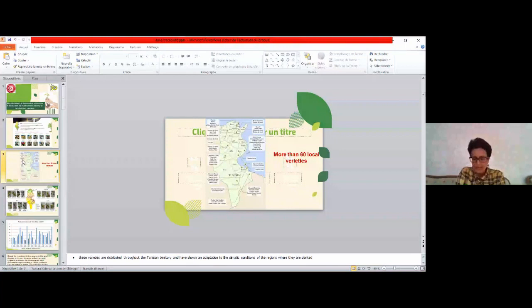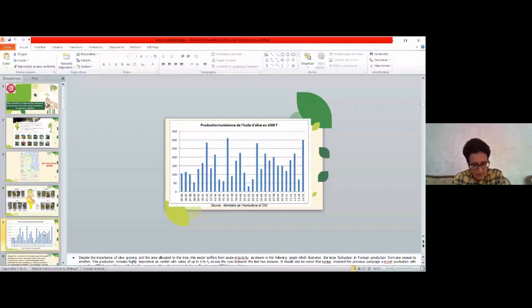Despite the importance of olive growing and the area allocated to this tree, this sector suffers from acute irregularity, as shown in the following. You can see that production suffers from irregularity, which illustrates the large fluctuation in Tunisian production from one season to another. This production remains highly dependent on rainfall, with a ratio of up to 1:4, as was the case between the last 2 seasons. It should also be noted that Tunisia recorded in the previous campaign a record production of more than 40,000 tons, while for this campaign the estimated production will not exceed 150,000 tons.